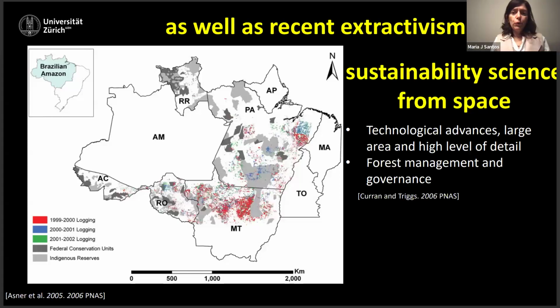But I wanted to make a point of how remote sensing has been perceived, especially recently, as a way to do what we could call social ecological systems analysis or sustainability science from space. Because of these different technological advances, we can start to understand forest management and governance, and therefore this is the proposition within PANGEA: how do we actually study these complex adaptive systems? Next, please.